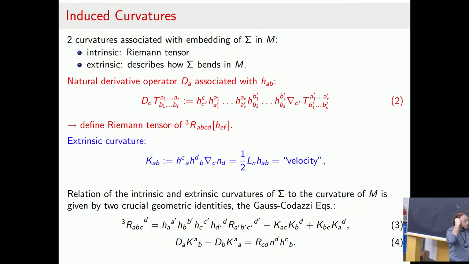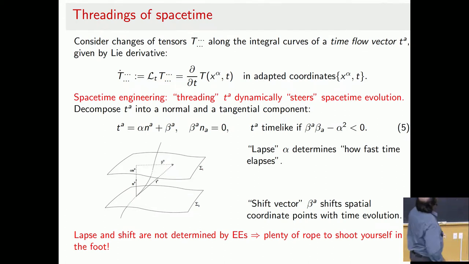Now you could just insert this into the Einstein equations and calculate what you get. It turns out this is quite complicated, but there are two very useful, crucial geometric identities which give you the relation between the three-dimensional and the four-dimensional Riemann tensors and the extrinsic curvature, and these are called the Gauss-Codazzi equations. You can take those, and then it's still quite a long calculation, which I'm not going to go into, to rewrite your Einstein equations in these new quantities.